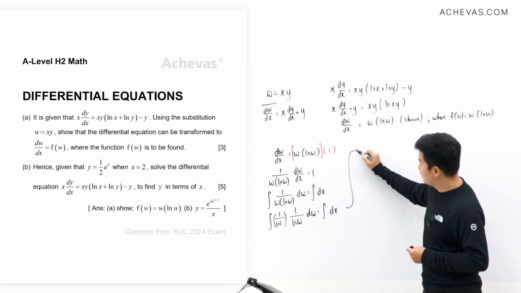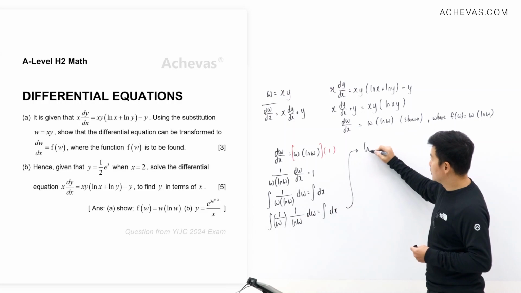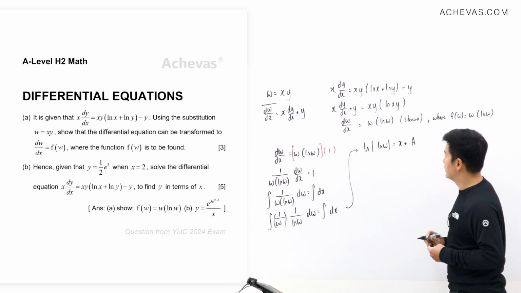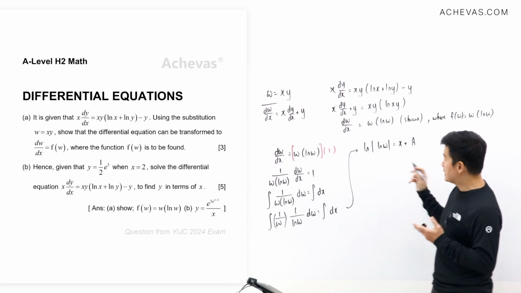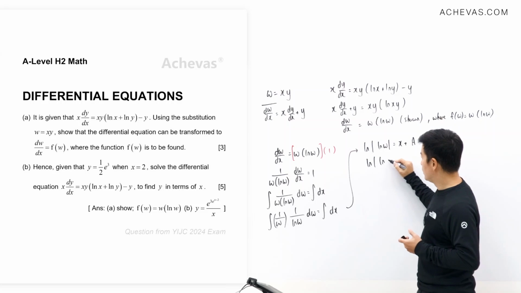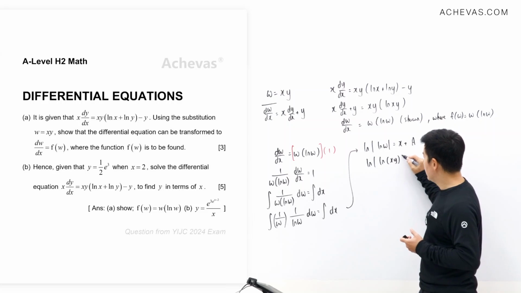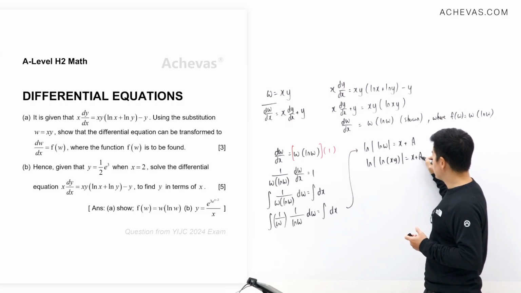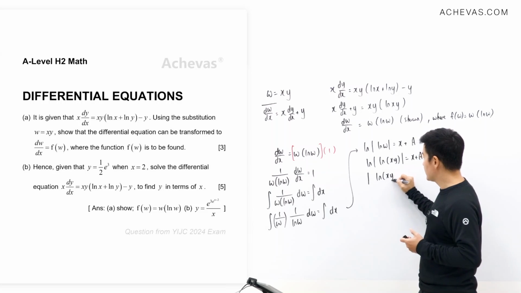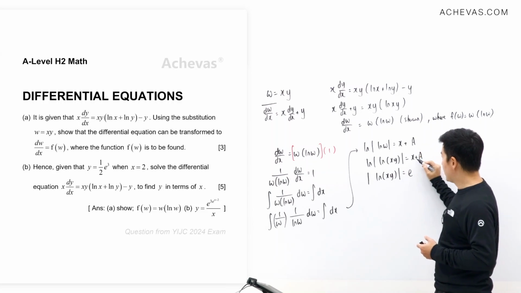So let me continue here. For what we have here, it is going to be ln modulus of ln w is equal to x plus an arbitrary constant a. w is equal to xy. So we have ln modulus of ln xy. This is equal to x plus a. So modulus of ln xy is e to the power of a, e to the power of x.